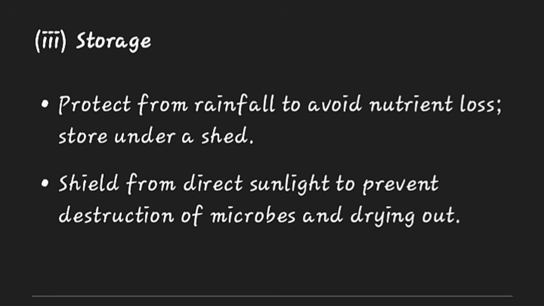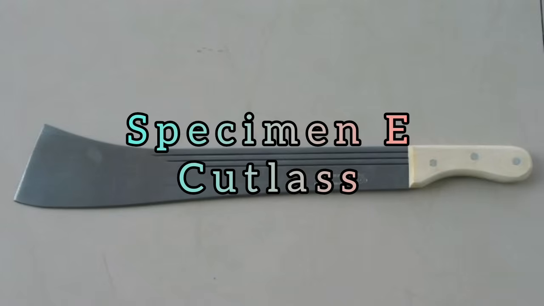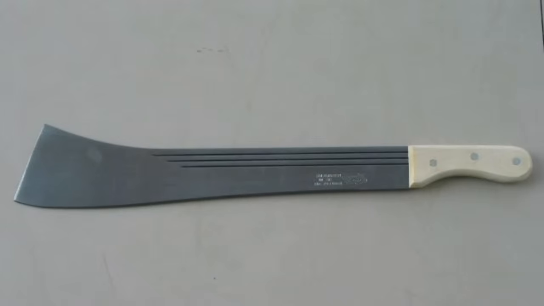So you've discussed that method of compost making under the headings materials, preparation, and storage. Now we move to specimen E, cutlass. So we first have to be able to identify a cutlass. If they keep a cutlass there, you will know it's a cutlass. You know a cutlass is different from a knife. You should be able to know that.